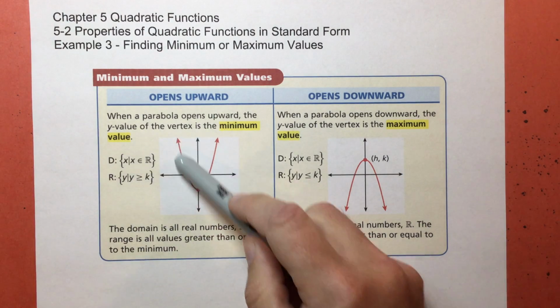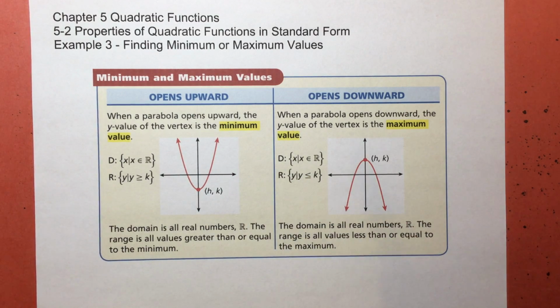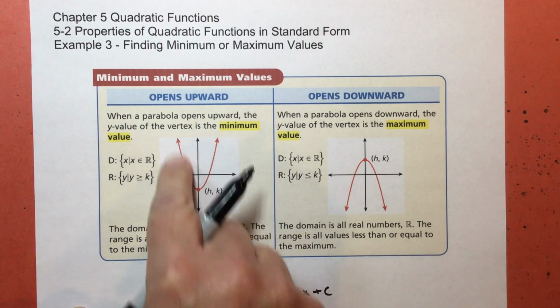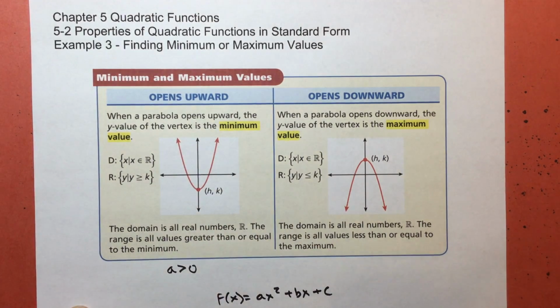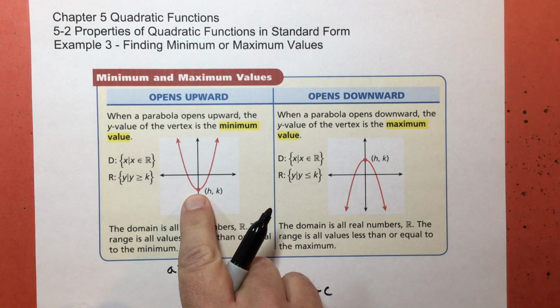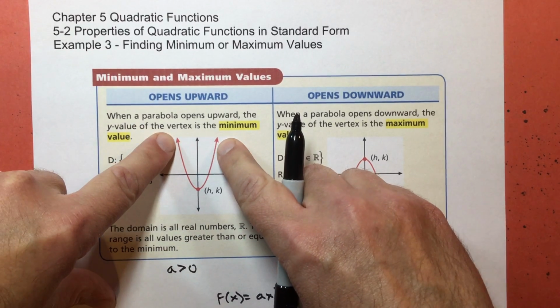If you have a graph that opens upward, in other words, the a is greater than 0, so the a is positive. Remember when we have f of x equals ax squared plus bx plus c. If the a is positive, it opens upwards. If that's the case, you have a minimum value, which is the bottom of the graph. There is no top of the graph.